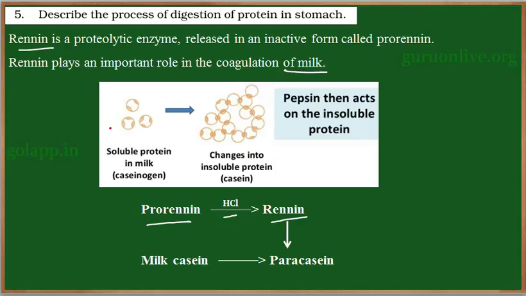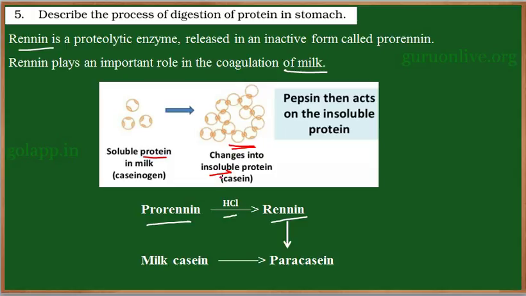Generally, milk contains proteins in a soluble form. Now the soluble proteins cannot be digested by the enzyme pepsin. So it should be made into insoluble form. And that insoluble protein is formed by the action of renin. Renin acts upon the protein and coagulates it. It makes the proteins stick to one another and bind. Once they stick to one another and bind, the soluble proteins become insoluble.